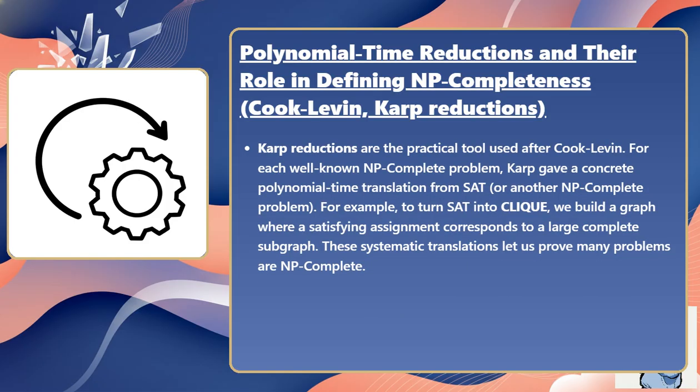Karp reductions are the practical tool used after Cook-Levin. For each well-known NP-complete problem, Karp gave a concrete polynomial time translation from SAT or another NP-complete problem.